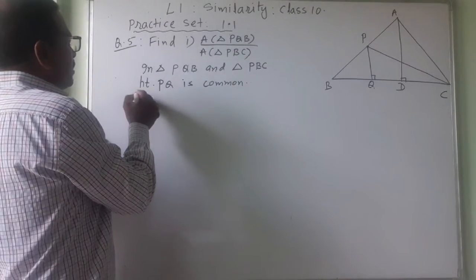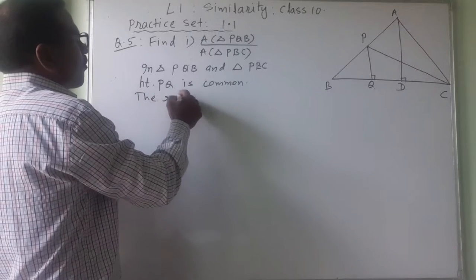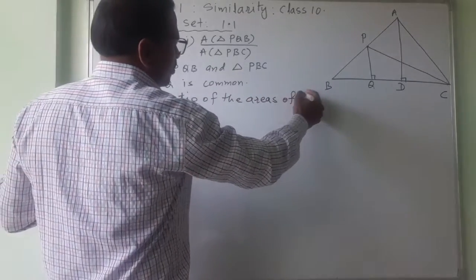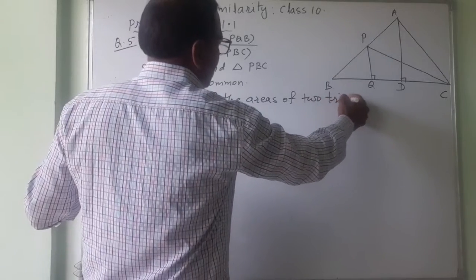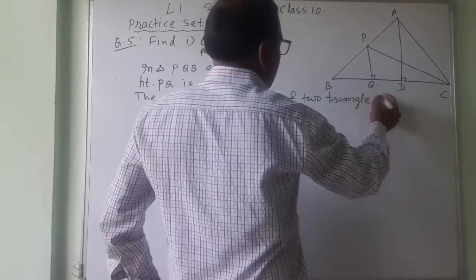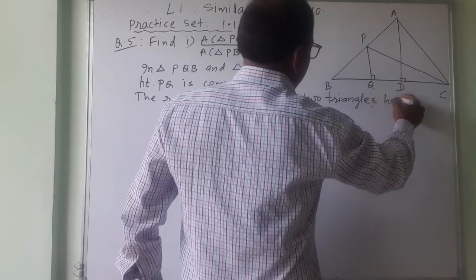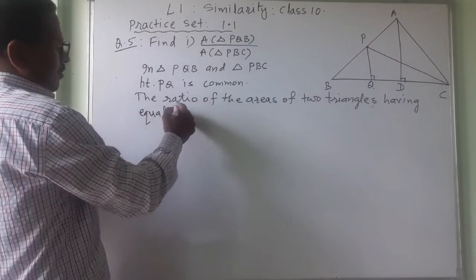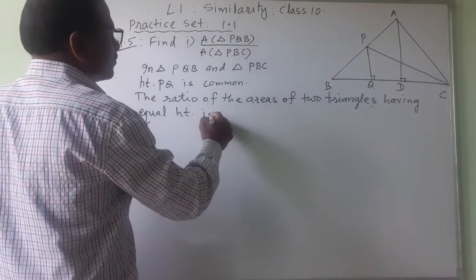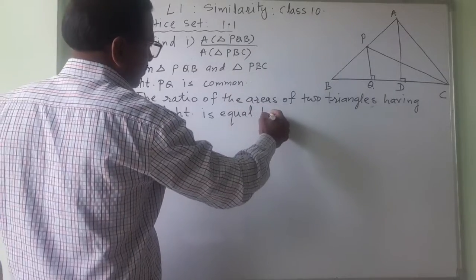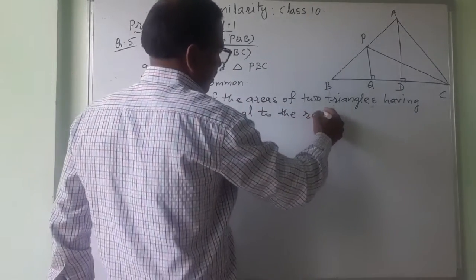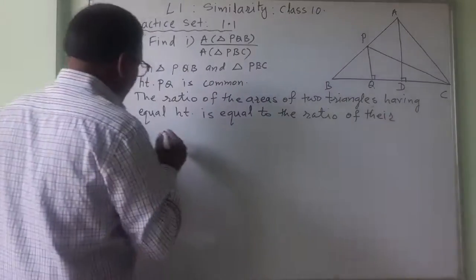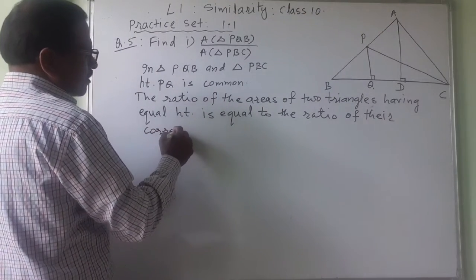Now we have to write the statement. The ratio of the areas of two triangles having equal height is equal to the ratio of their corresponding bases.